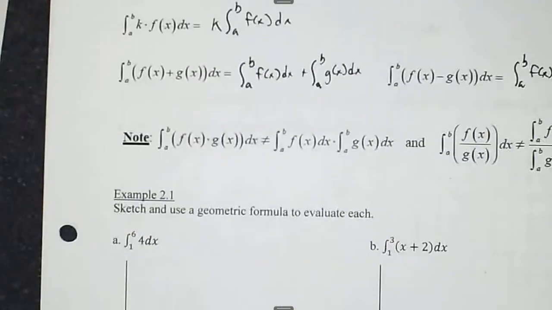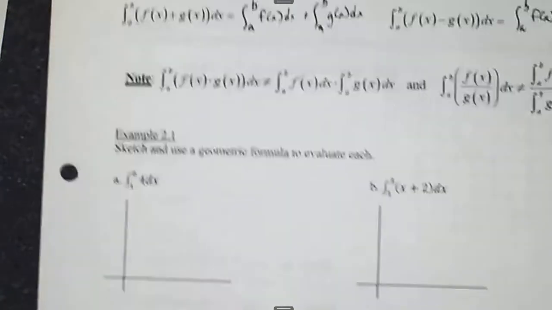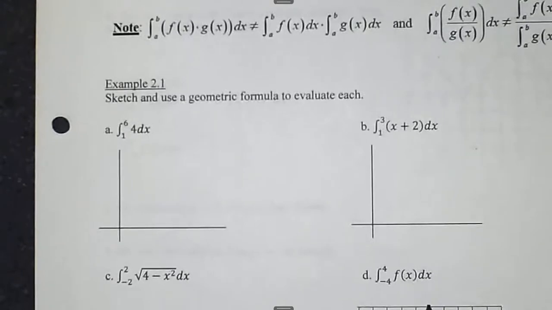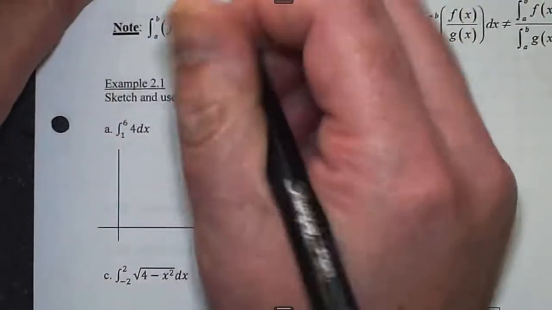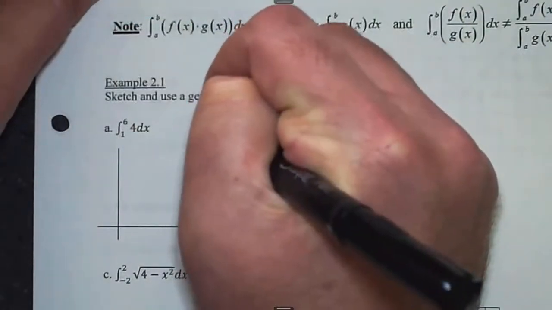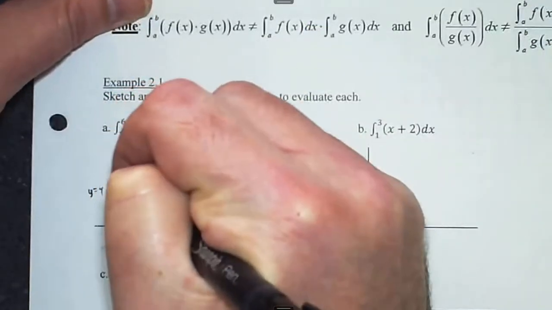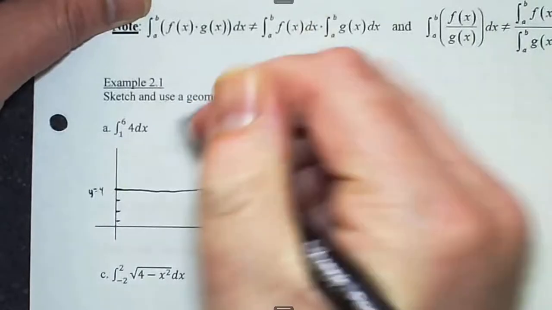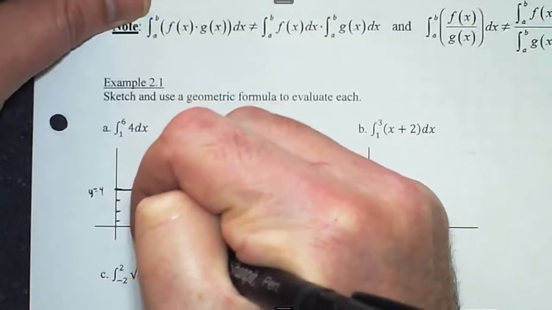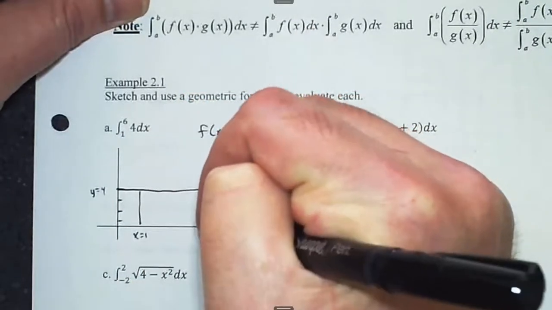All right. Let's try and evaluate the integral from 1 to 6 of 4 dx. Ready? Okay. This is actually asking us to find the area under the curve when f of x is equal to 4. So I'm just going to find y equals 4 and draw that line. And we're going from x equals 1 to x equals 6.